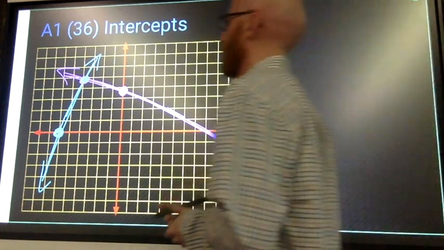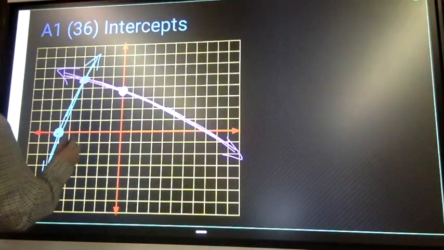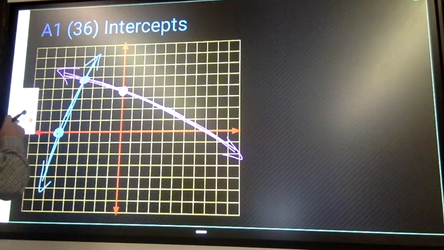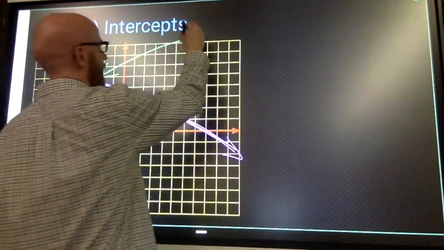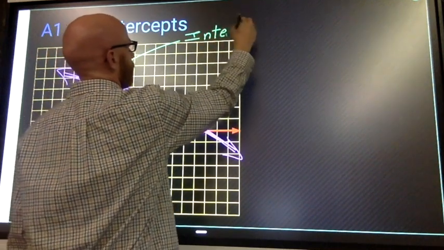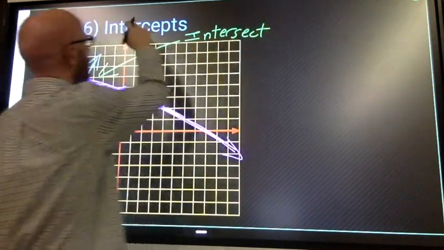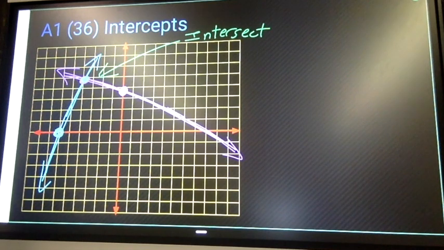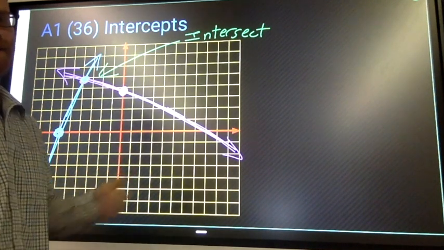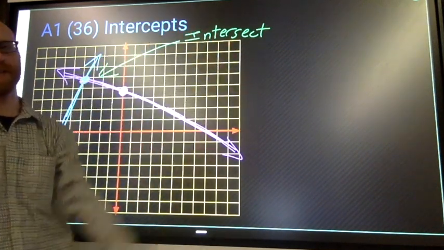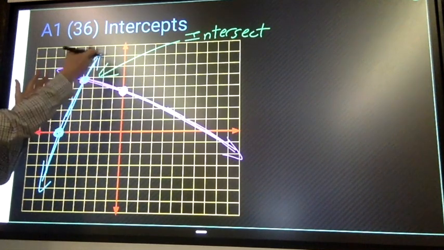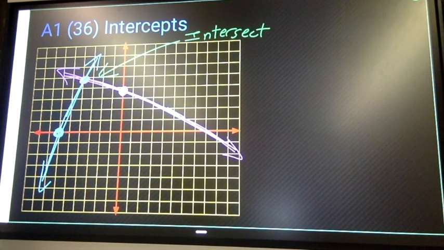We've talked about already what textbook writers tend to call intersect. Intercept, intersect, they look the same, just a one-letter difference. They actually mean pretty much the same thing, but we tend to use intersection to talk about when two lines cross each other. When two lines cross each other, they intersect.